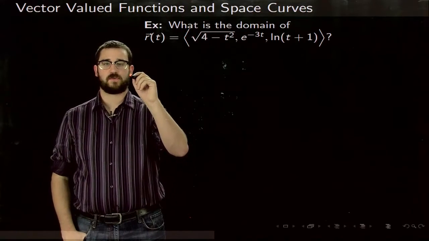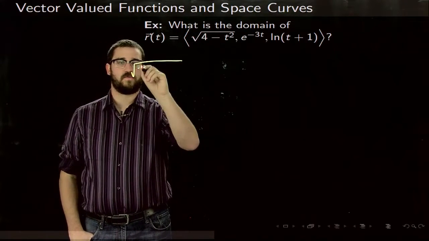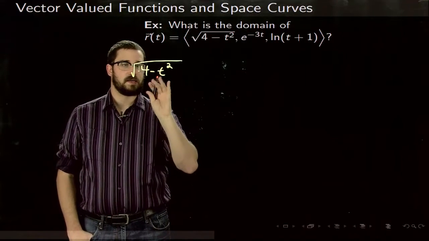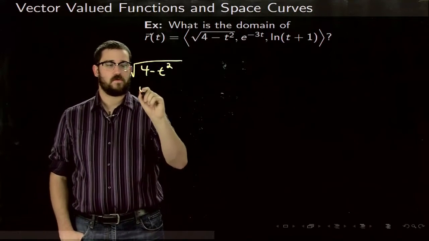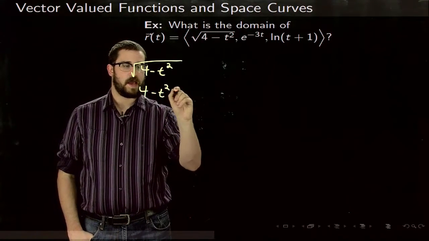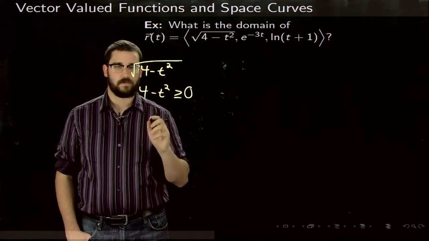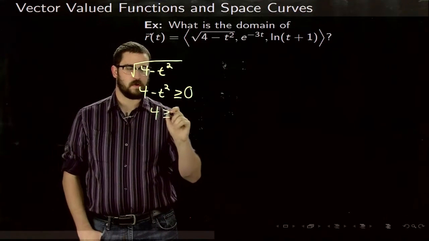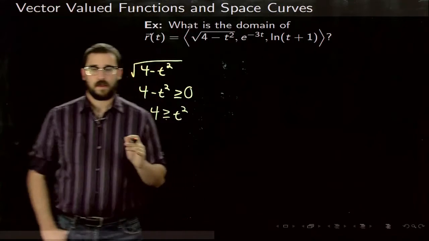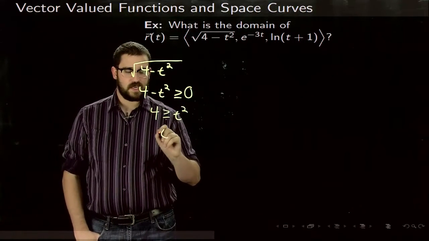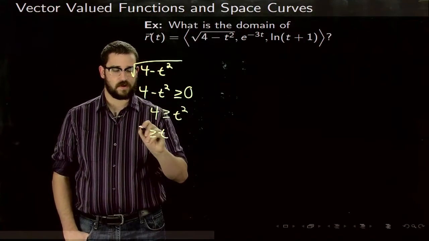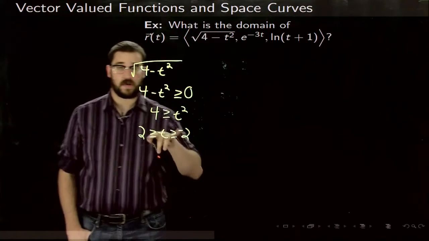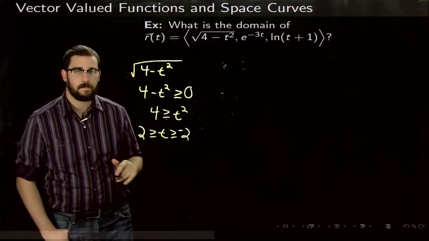If we look at the first one, we have the square root of 4 minus t squared. And we know that in order for this to be valid, 4 minus t squared has to be greater than or equal to 0. In other words, 4 has to be greater than or equal to t squared. And when is this true? That's when t is less than or equal to 2, and greater than or equal to negative 2. It has to be between there and there.